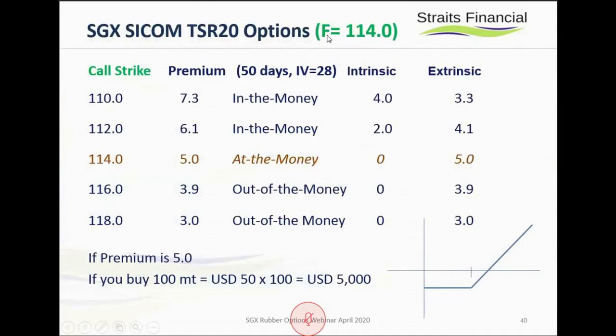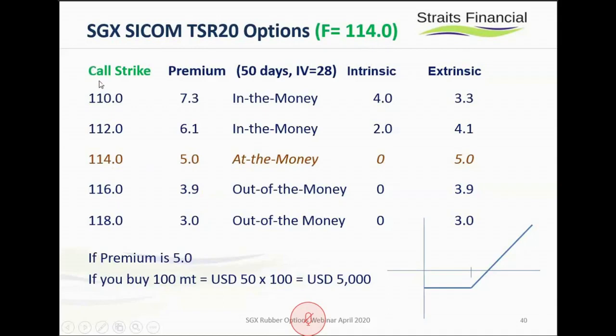F here is the futures price. The futures price is 114 and the strike price is 114. So the premium is 5.0. This option that has the same strike as the futures price, we call it an at the money option. At the money option does not have intrinsic value. We only have the time value 5.0. And how much is 5.0 for 100 metric tons? If you buy 100 metric tons, you take $50 multiplied by 100, which is $5,000 for every 100 metric tons. For NLT size, negotiated large trade, which is 20 lots, it is 5,000. So when you buy 114, you have to pay 5,000 US dollars.